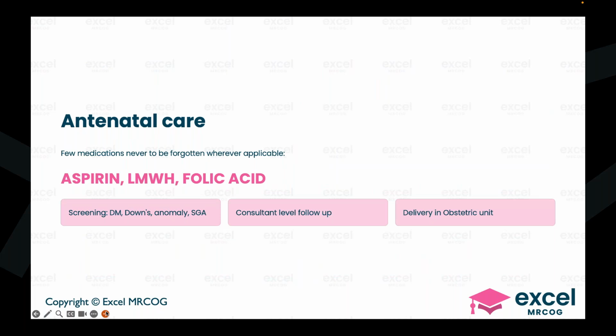Screening: Down screening, diabetes screening if applicable, SGA screening if applicable. If applicable, say those things, because diabetes is not applicable in all patients. At least Down screening is offered to everyone. Diabetes is not. But if you find that there are risk factors for diabetes, you need to say that I would offer you screening between 24 to 28 weeks. If there are risk factors for SGA, you say that I would offer you screening. Do not miss these things. Consultant level follow-up if there is high risk, which typically your stations would have. Delivery in obstetric unit. These are important points in antenatal care.